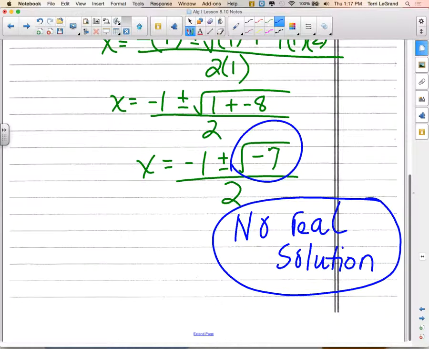And it's not because it wasn't factorable. That's not the reason there's no real solution. Something can be not factorable and still be solvable. It can still have solutions. This one just so happened, we tried the factoring method, and of course we couldn't factor it, and we also couldn't use the quadratic formula for it.